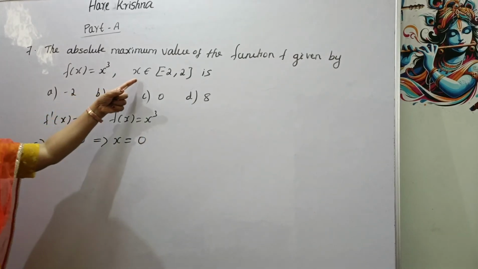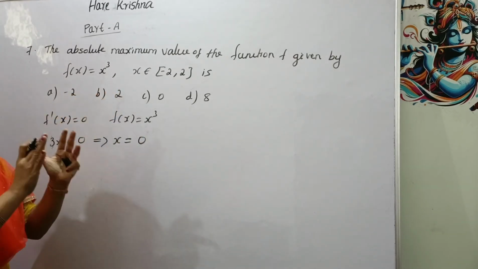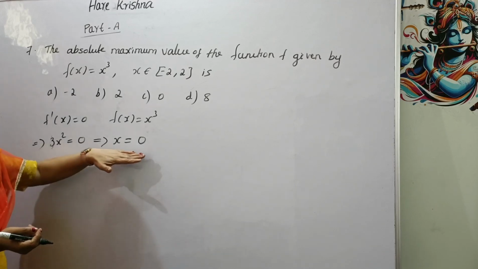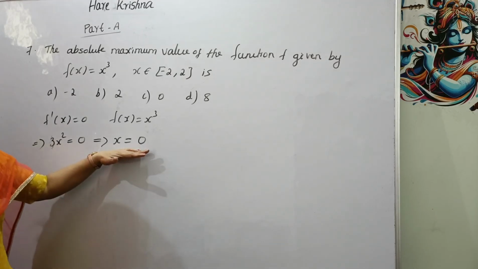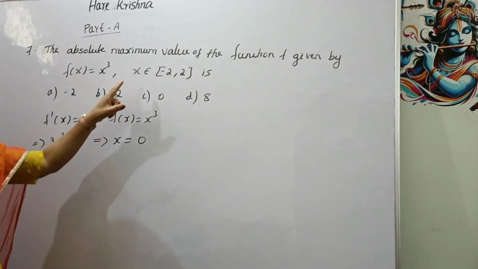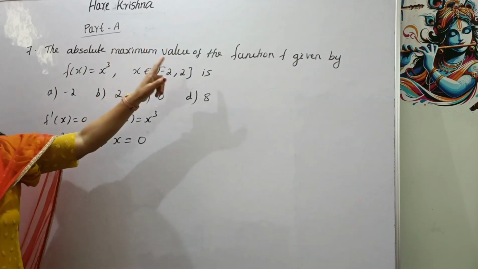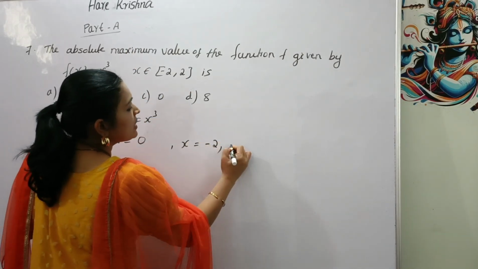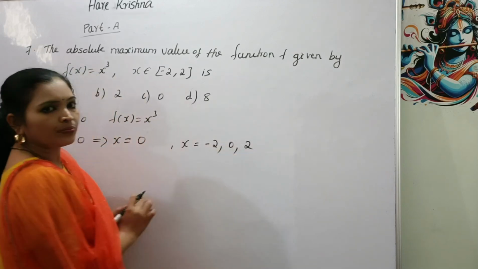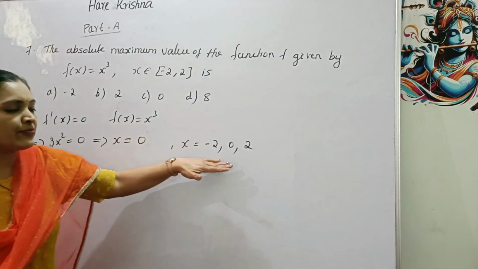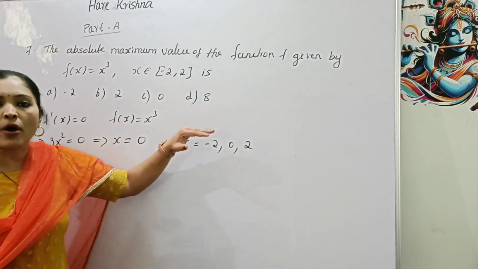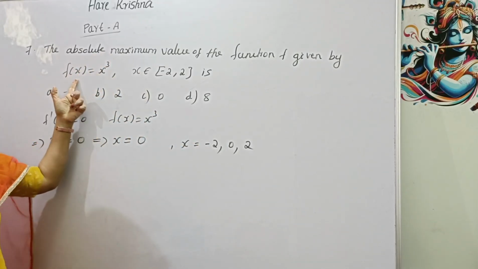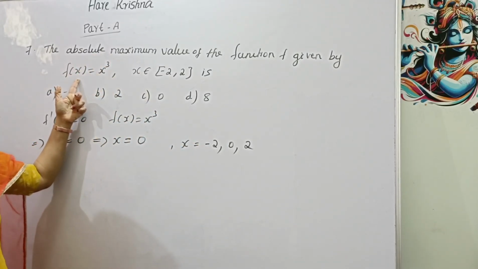Okay, and it is given the values of x are between minus 2 and 2. So now here we have got x is equal to 0. So what are the critical points? Minus 2, 0, 2, right? So x values are minus 2, 0 and 2, right? So from these values, substitute these values of x in the function to find the maximum value.